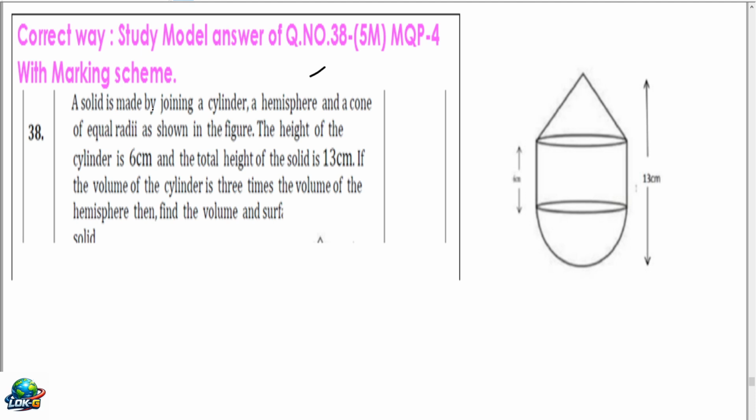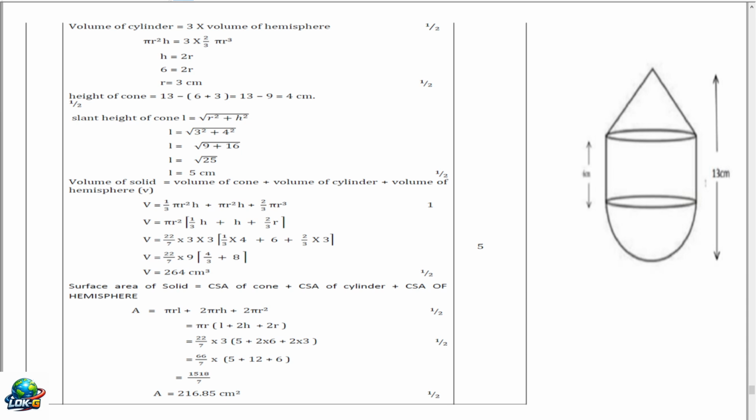A solid is made by joining a cylinder, a hemisphere and a cone of equal radii as shown in the figure. The height of the cylinder is 6 meter. This is the height of the cylinder, 6 meter. And the total height of the solid is 13 centimeter. Here is the hemisphere. This is the cone. If the volume of the cylinder is 3 times the volume of the hemisphere, then find the surface area of the solid. Let us see the problem.